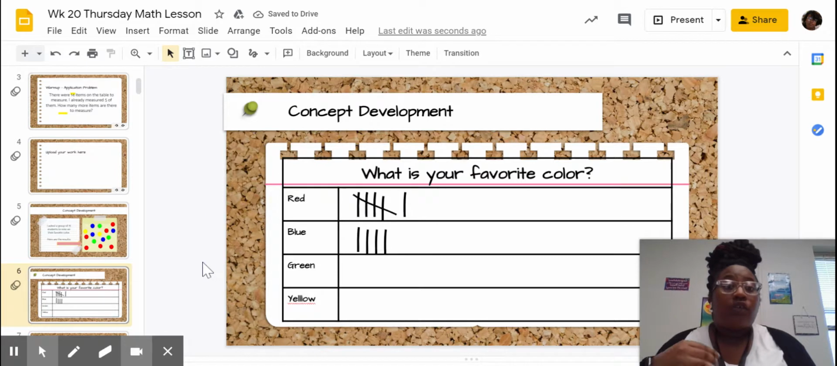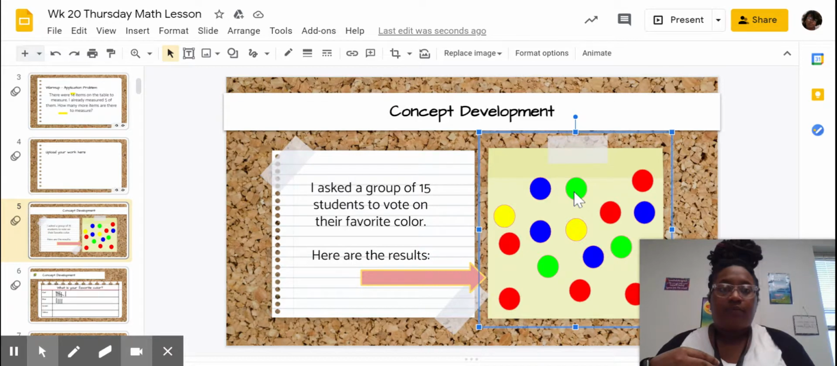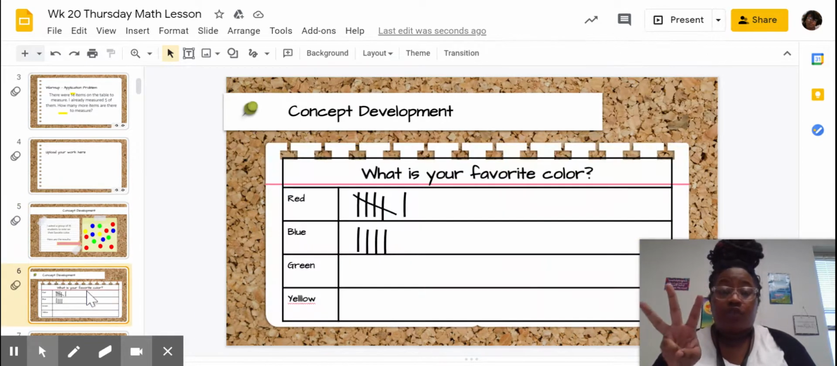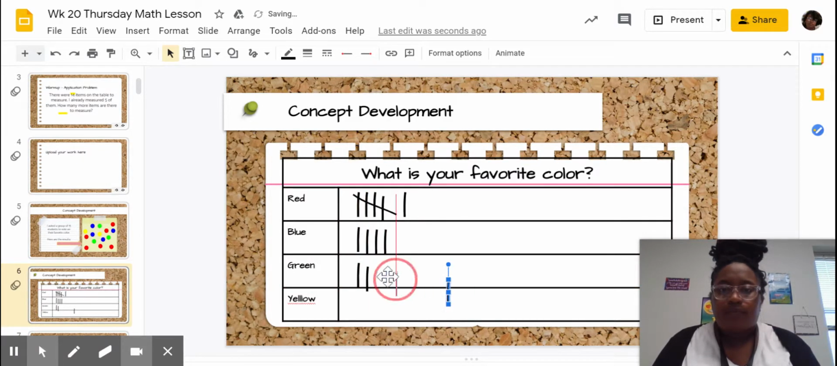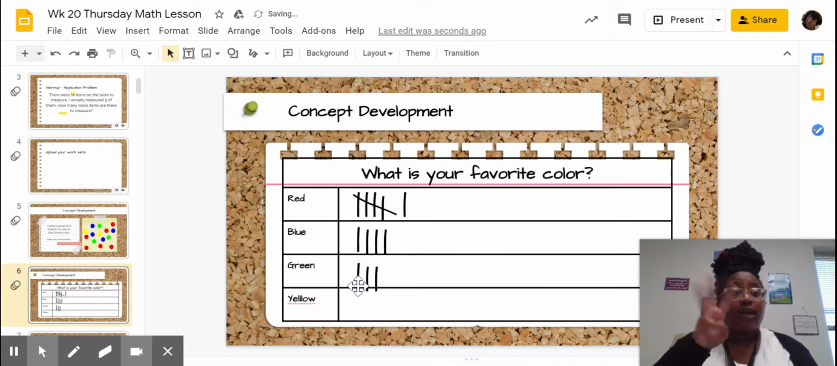Now we need to do the color green. Let's go back to our Post-it note. 1, 2, 3. I have 3 green circles. So 3 students who chose green as their favorite color. That happens to be Ms. Sharp's favorite color, green. 1, 2, 3, 4. Oh, sorry, Ms. Sharp made a mistake. It was 3 students who chose green. So we needed 3 tally marks.